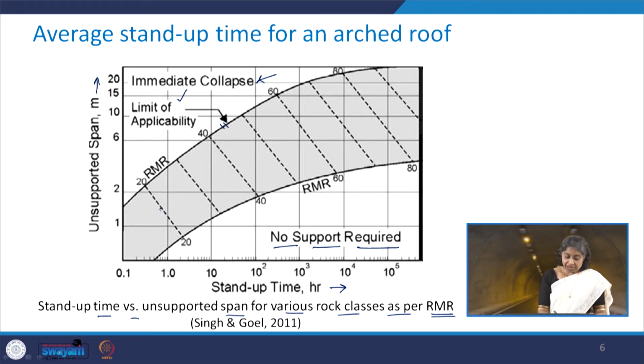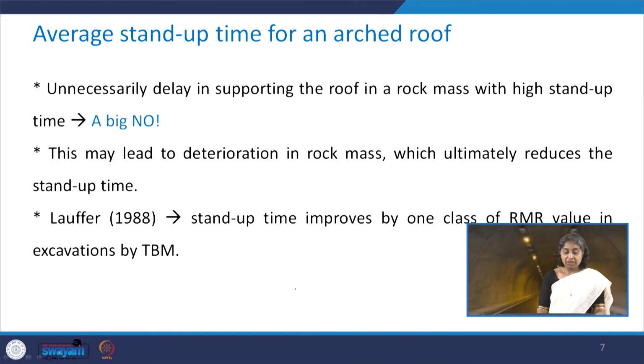So these dotted lines represent the RMR. This is for RMR 20, this is 30, 40, this is for 50, 60, 70, 80 and 90 and above. So based upon the RMR value, we can find out what will be the stand up time corresponding to any unsupported span of the opening. We can use this particular figure for the same.